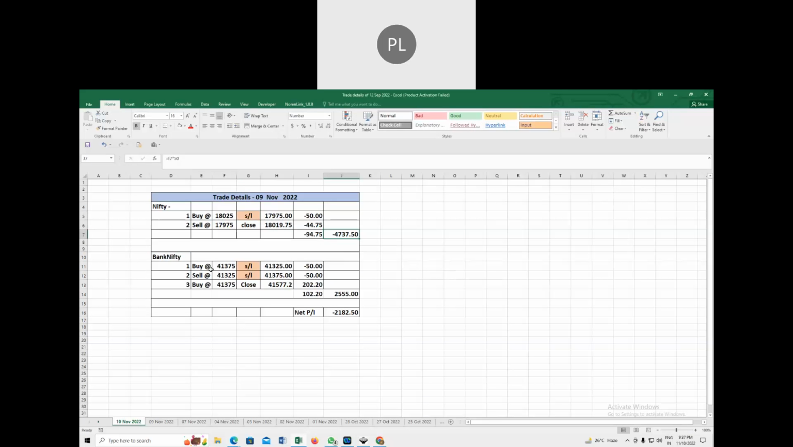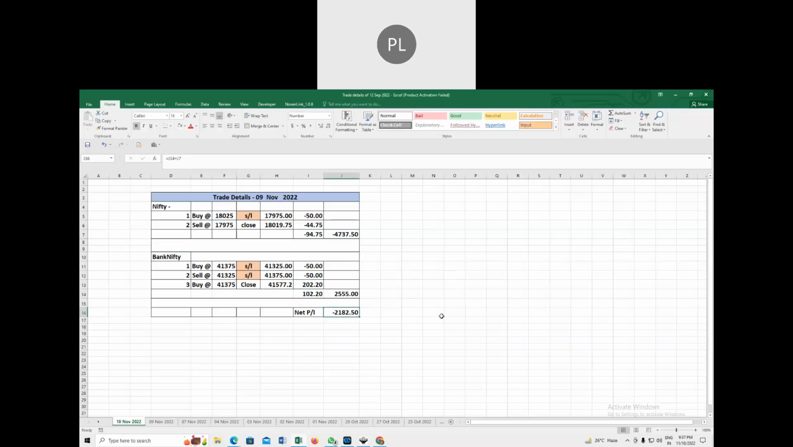And in Bank Nifty you had two stop losses and one close with 202 points, giving us a net point of 102.20, and in rupee term it would be 2555, and the net would have been minus 2182.